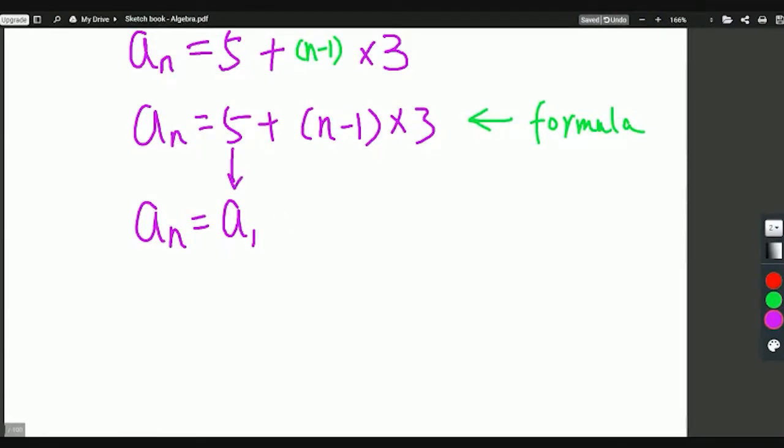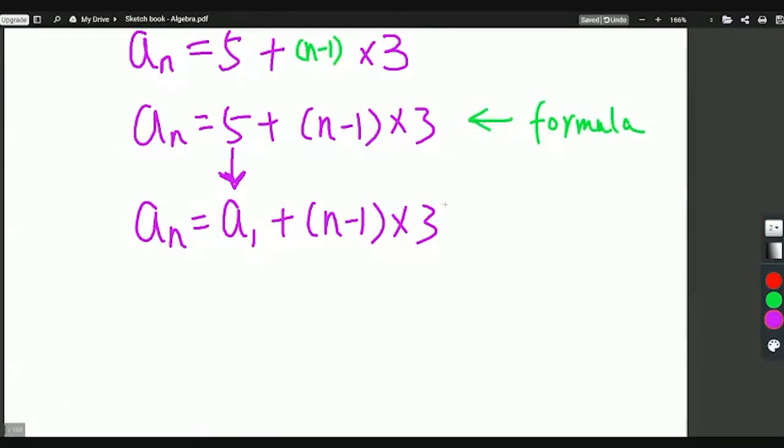This is the first term, and I can write it as this. I'm just replacing the 5 with our first term. We begin with that, we say the first term is 5. So now I just use a symbol to represent that. So I should be fine.